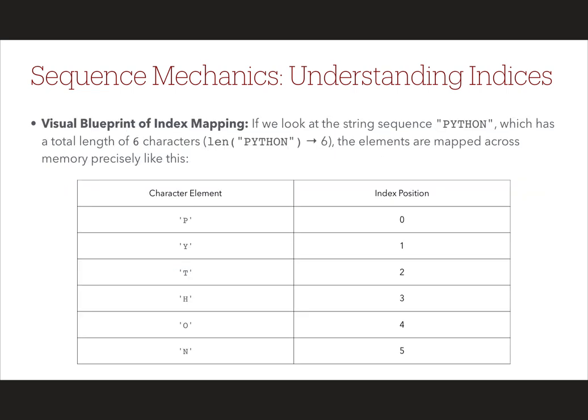So if I have a character string of Python, then this character string may be interpreted as a sequence of letters. The first letter P has an index value 0, and Y has index 1, and T has index value 2, and the last character N has index 5.